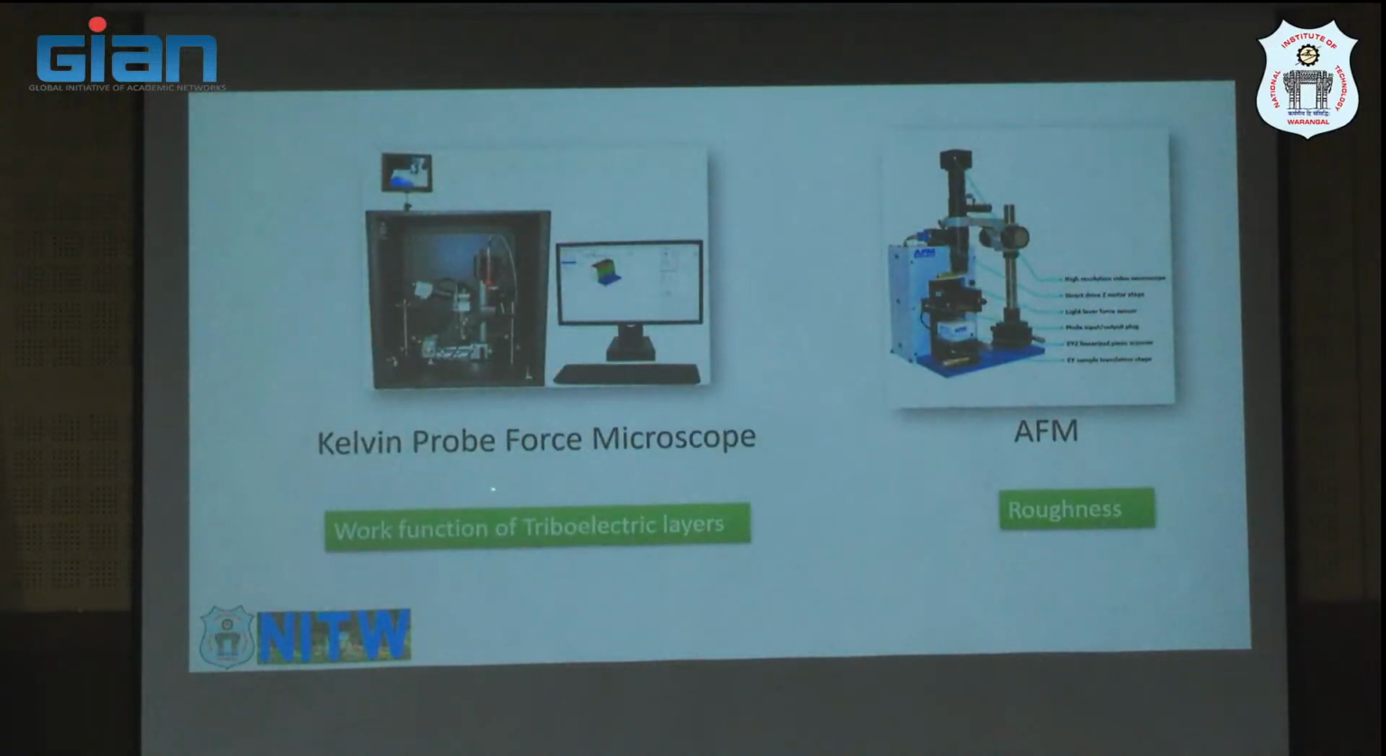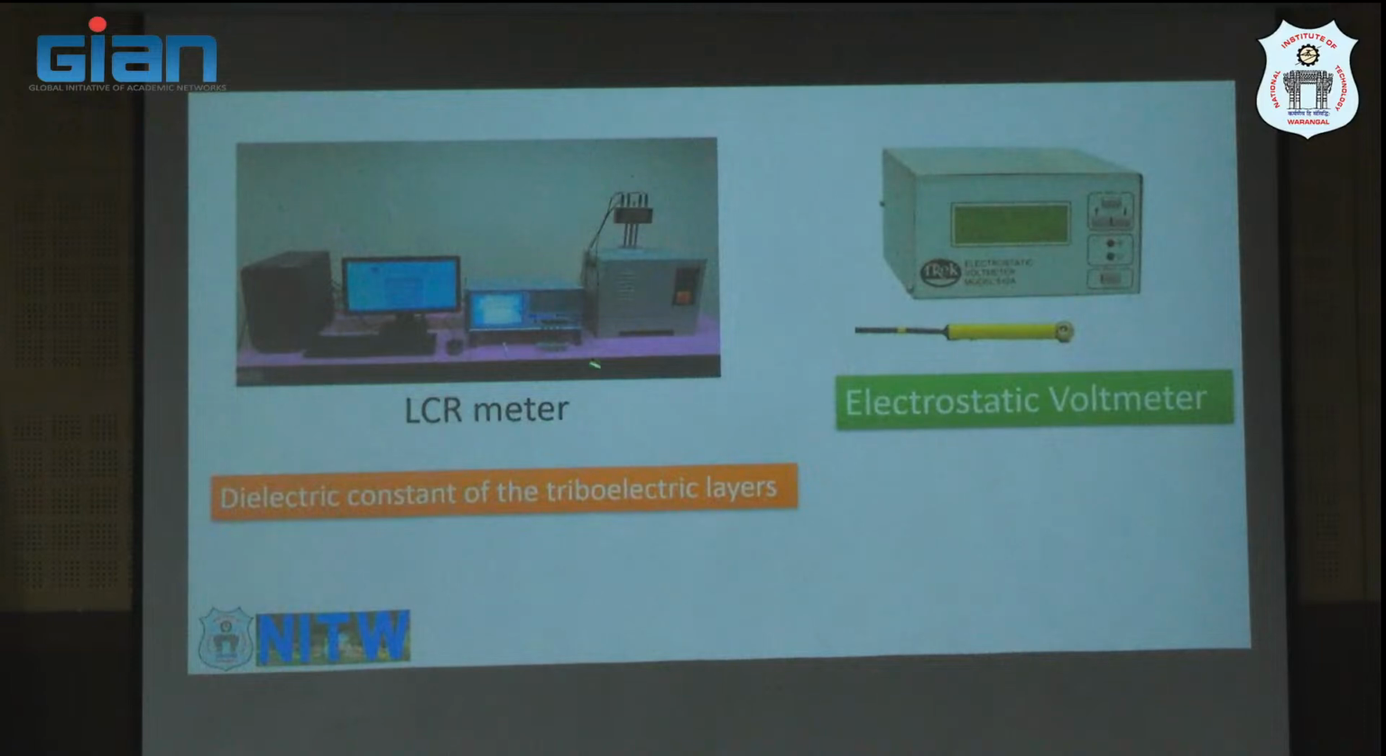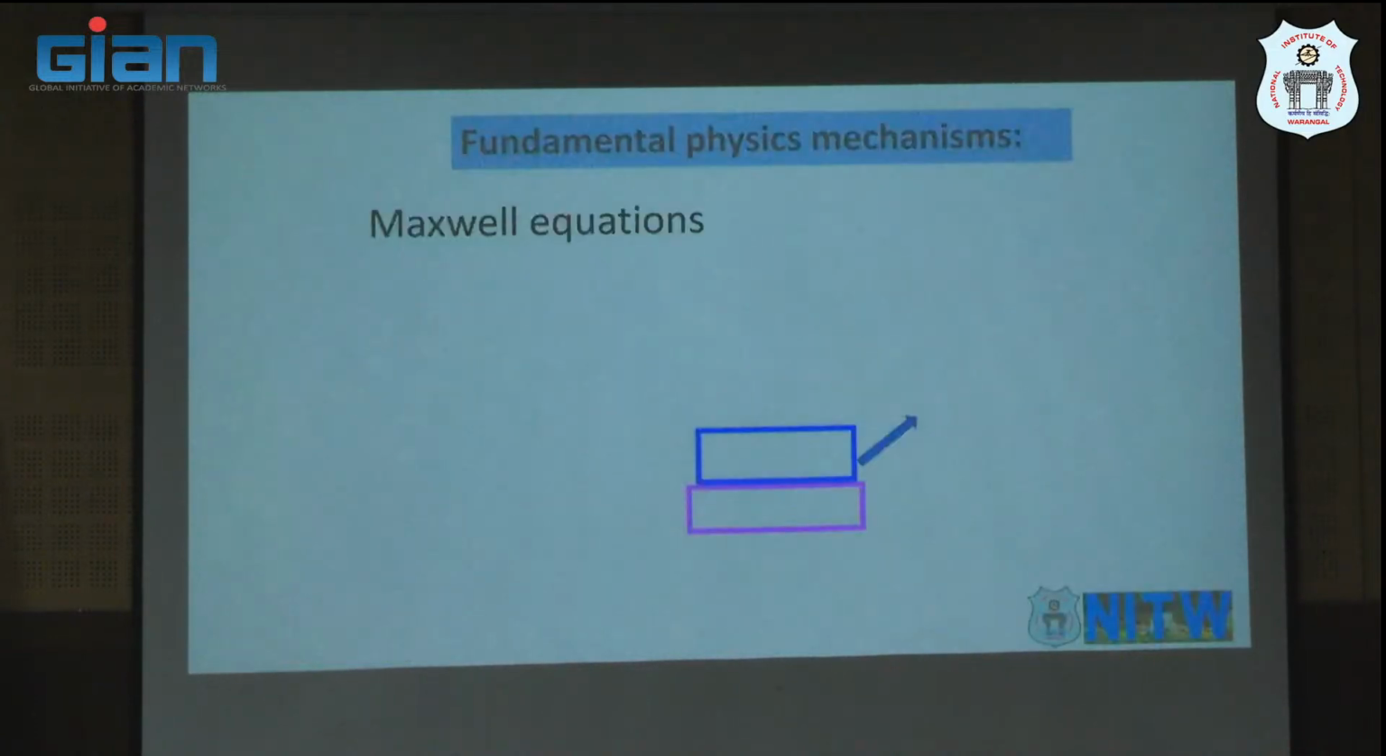And this is a Kelvin probe microscope, which is used for measuring the work function of the material, whether the material has a higher or lower work function. And this is the AFM, to measure the roughness of the material. This information will tell you how many contact points can form when two materials are attached to each other. And there is the LCR meter, which will measure the dielectric constant of your triboelectric materials, and the electrostatic voltmeter, which will measure the surface potential of your triboelectric layer. So these are the instruments required to characterize your triboelectric nanogenerator.